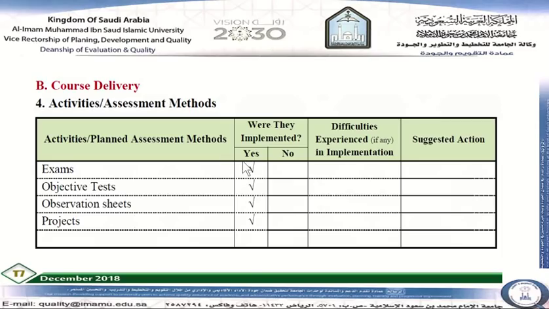And in this column, you write whether or not you implemented these assessment methods. Here you write the difficulties that you faced in the application or implementation of one of these activities, and also the suggested actions. This is a very simple and direct table, does not need much effort.